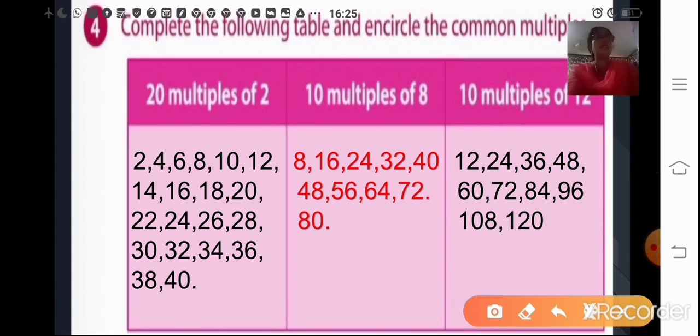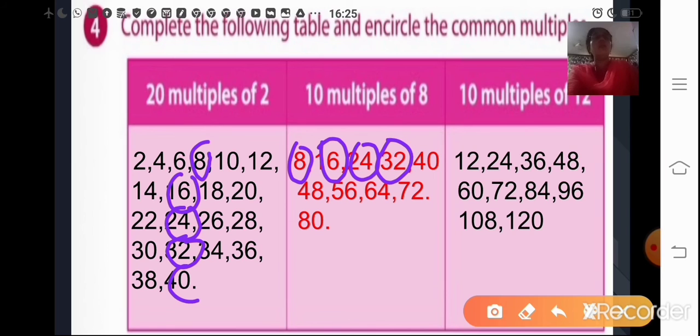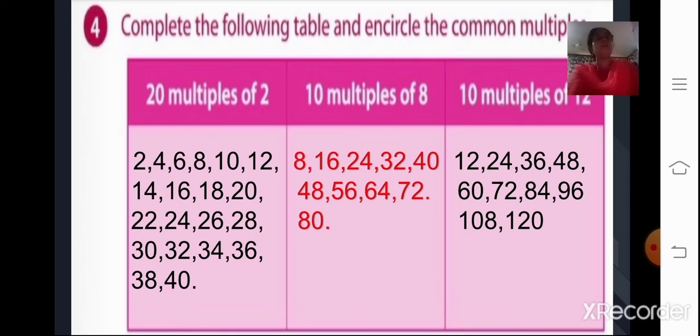Here 8, 16, you can just circle 8, then 16, 24, 32 and 40. Okay, so these are the common multiples of 2 and 8.